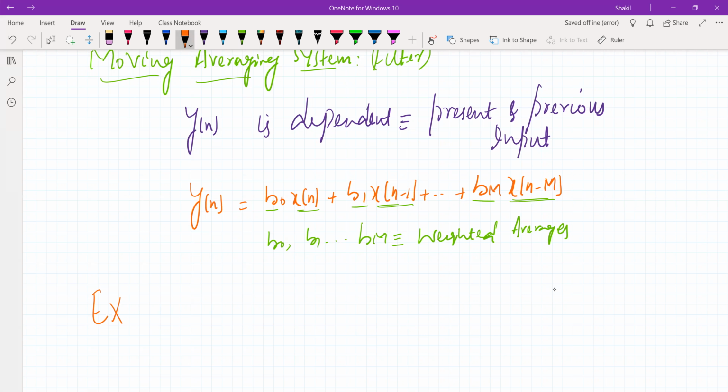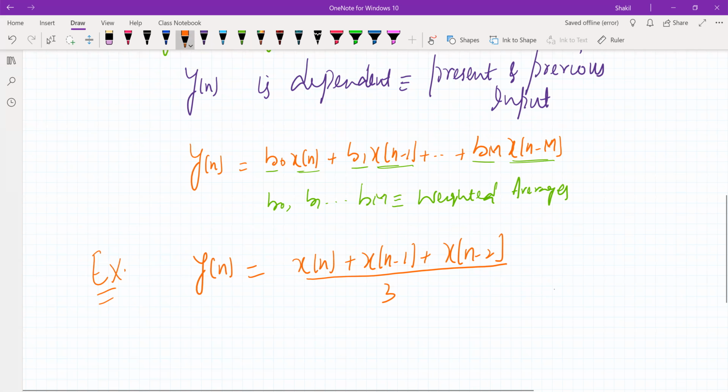The example of this averaging system is like this: y of n equals x of n plus x of n minus 1 plus x of n minus 2, and the whole divided by 3. So this is a moving averaging filter or moving averaging system where the coefficients b0 is 1 by 3, b1 is 1 by 3, b2 is 1 by 3 and the rest of the coefficients are 0. You can compare this with this expression. You can say this is a moving averaging system. Here the order is M.